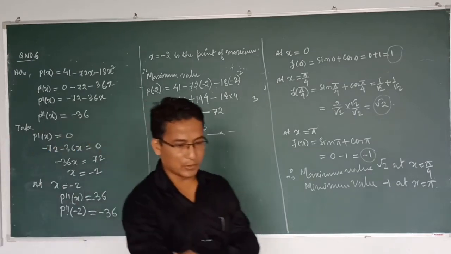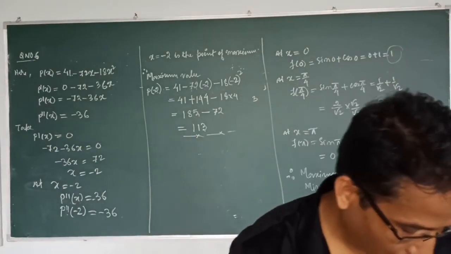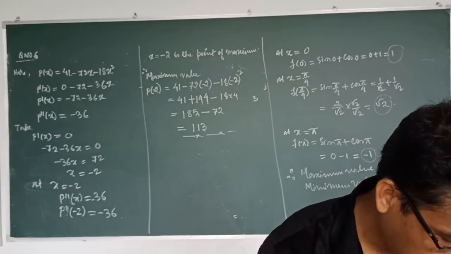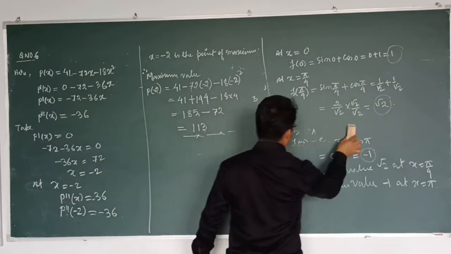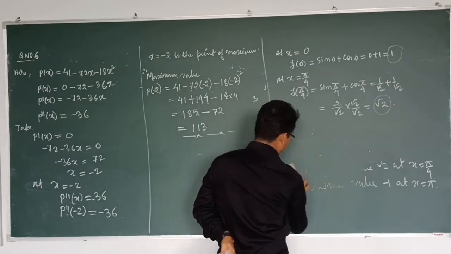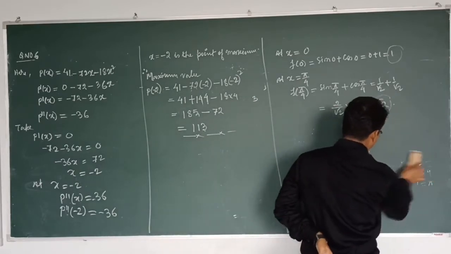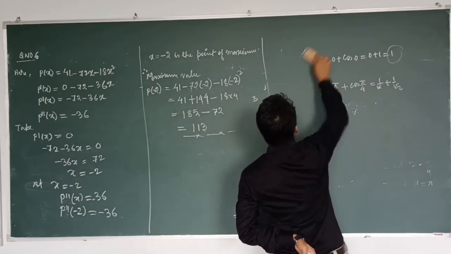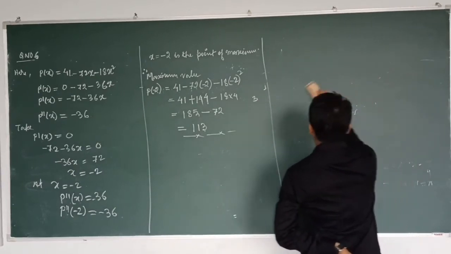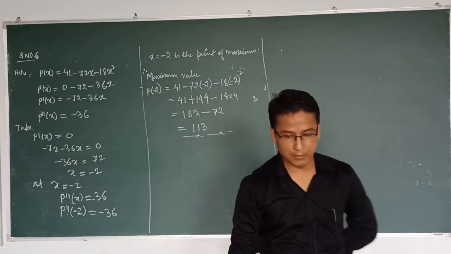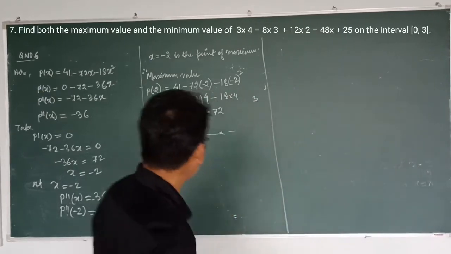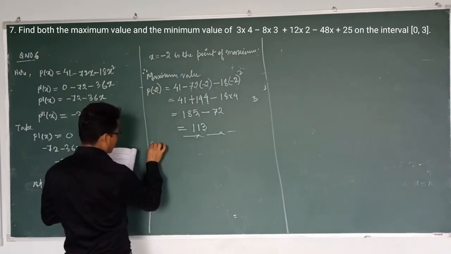So let's go for question number 7. Find both the maximum value and minimum value. Question number 7 now. We solve every question one by one. Now question number 7.